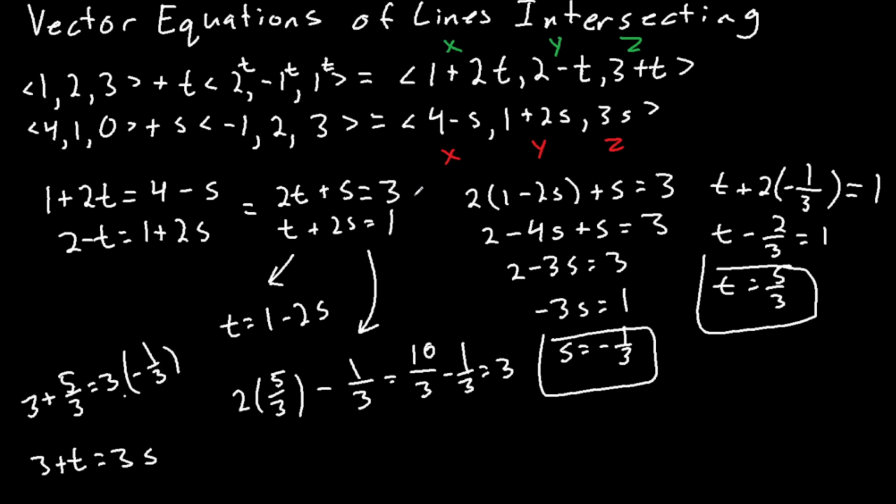Right? And once we solve for this, we go 3 plus 5 over 3 is equal to negative 1. Is that true? It's not. So these lines do not intersect. They're likely skew, which means that they aren't parallel, but they just never intersect at any point.